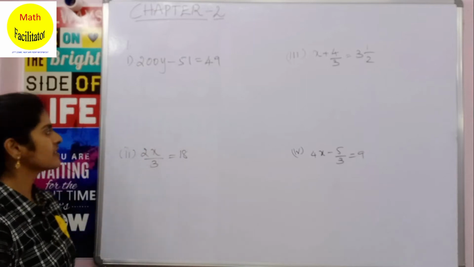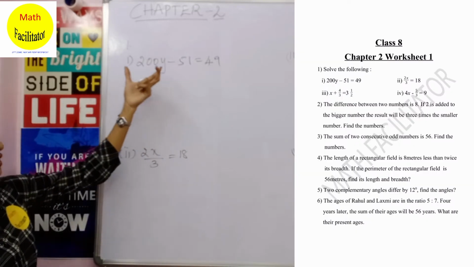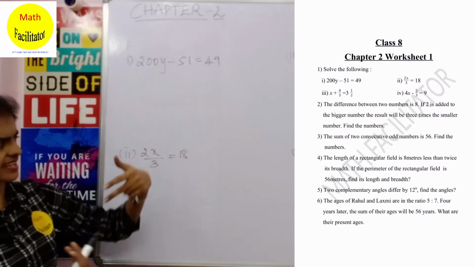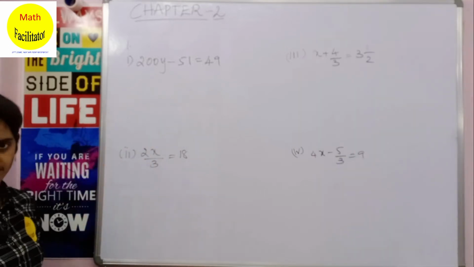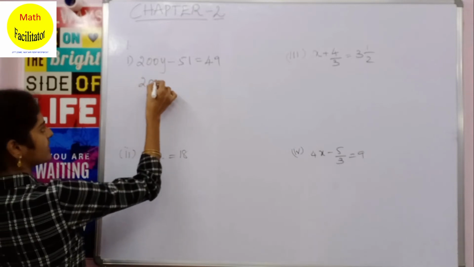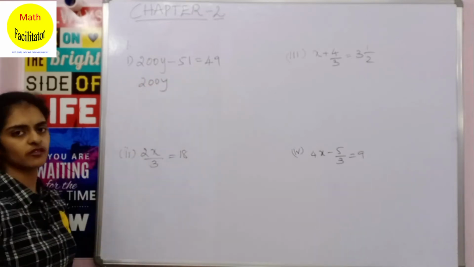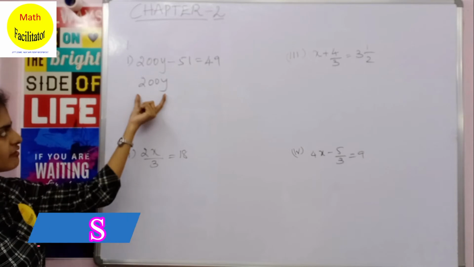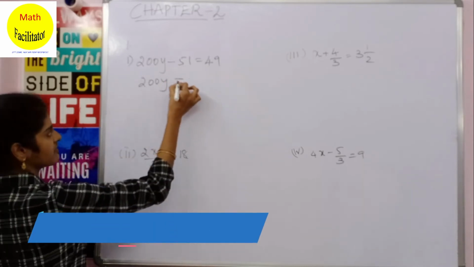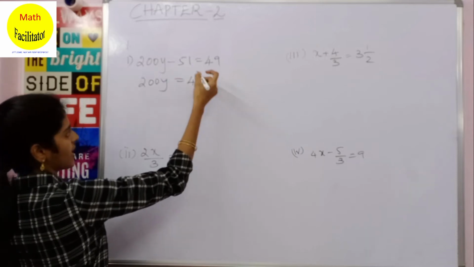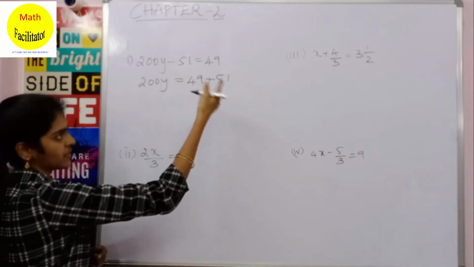Okay, so the first question is you have to solve these equations and get the value of x and y. Here you have y in this equation, so you have to get the value of y. You have 200y minus 51 equal to 49. Since you want the value of y, you will send this 51 to the other side. So 200y is 49. Now minus 51, if it goes to the other side, becomes plus 51.